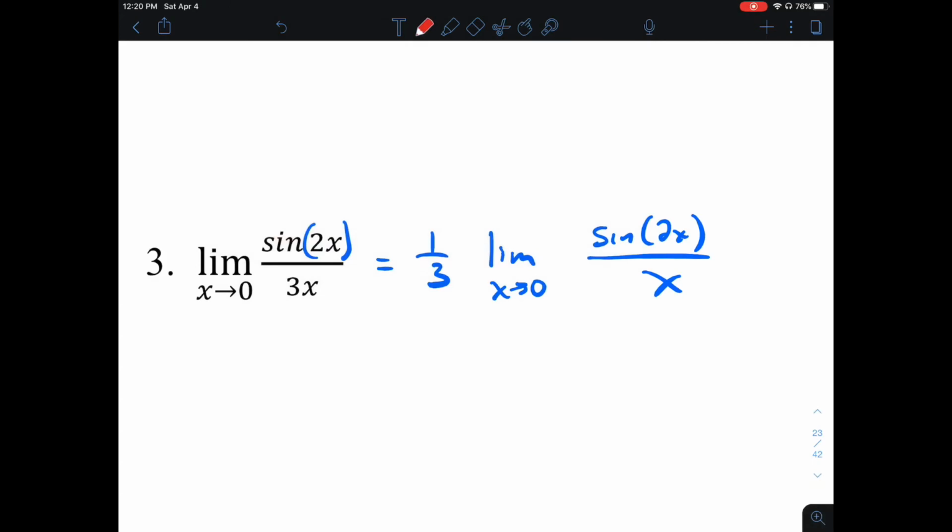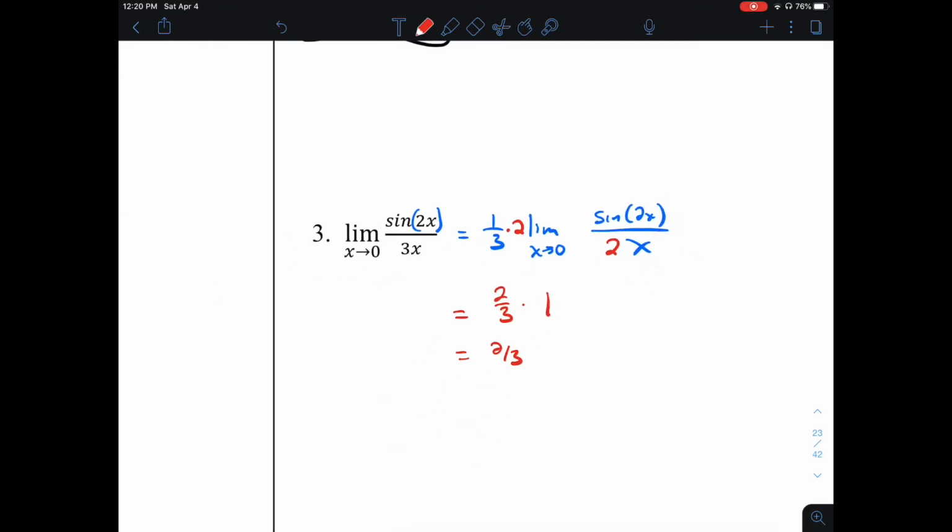Now to fix this so that this is the same angle as this, I'm going to multiply by 2 over 2. 2 over 2 is 1, so I haven't changed the value. These are now the same. This is approaching 1 according to our special trig limits above. So I have 2/3 times 1, which is 2/3.